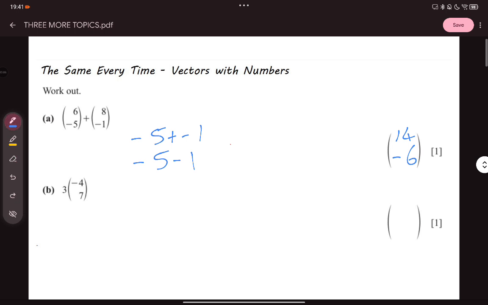But that doesn't matter in these videos. What do we do when we're multiplying a vector by a number? We do exactly what we would expect to do. Just multiply each number in the vector by the number outside. 3 times negative 4, negative 12. 3 times 7, 21. There we are. That's a good 2 marks for those 2 questions.